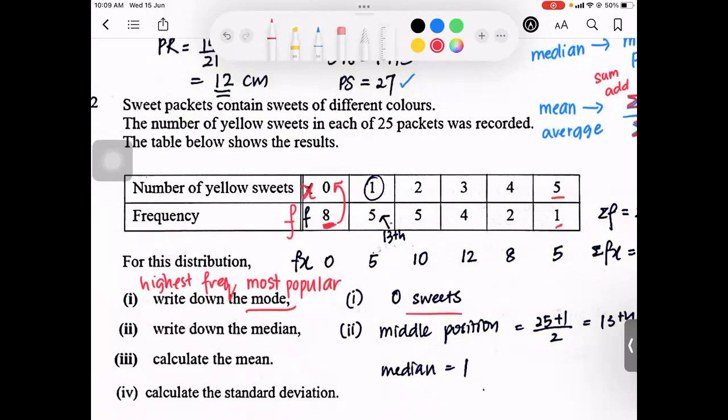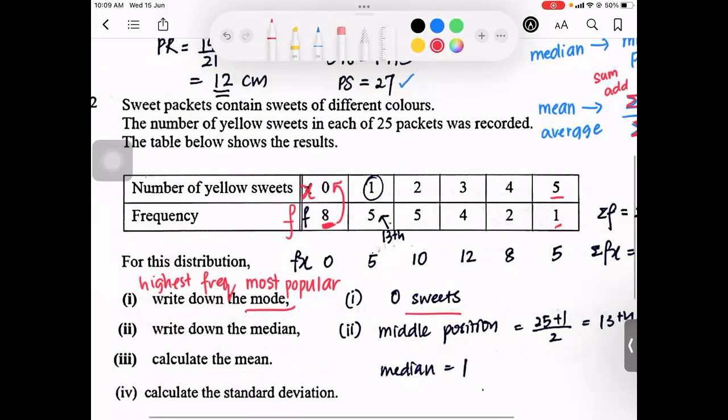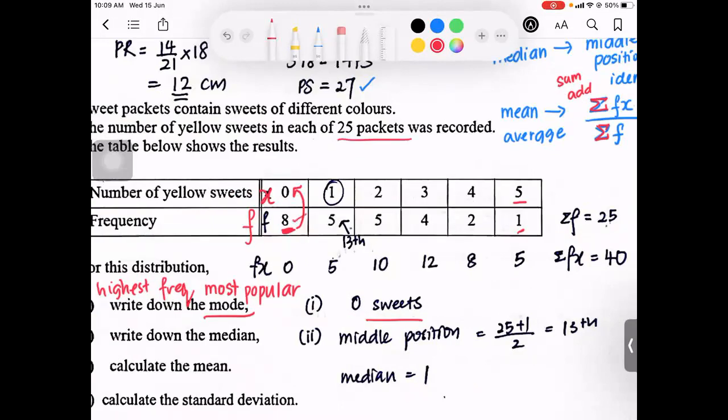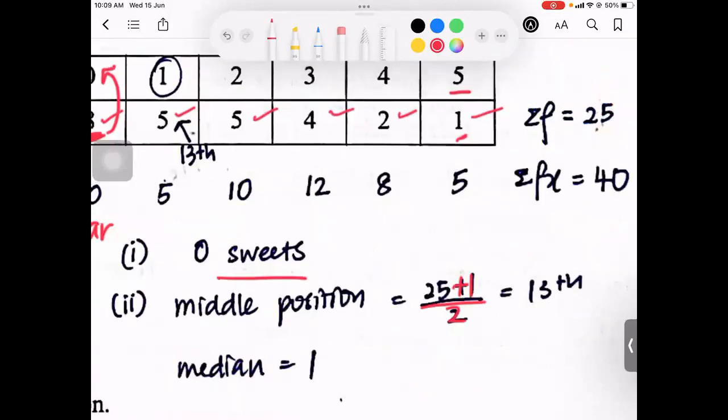Write down the median. So it's not the mean, it's the median. Median is the middle position. Total 25 packets. If not, you add up 8, 5, 5, 4, 2, 1. Total is 25. Plus 1, divided by 2. Always remember at the middle position, there's this plus 1. This is only for discrete data. If it's a cumulative frequency curve, do you need to plus 1 divided by 2? No need. Straight away 50%. This is only for discrete data. Then you plus 1 divided by 2, and you get the number 13.